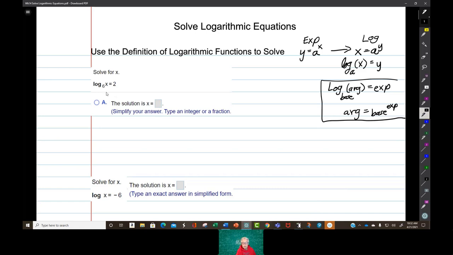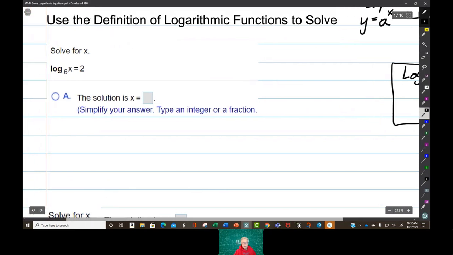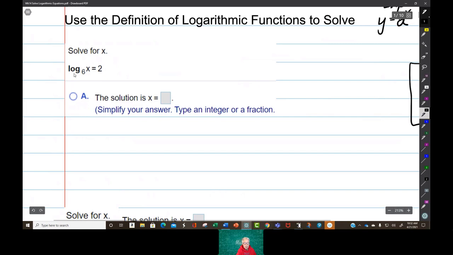All right, so for instance, let's use this right here. We have, let me make this bigger. And these are the questions in your homework. We have log base 6 of x equals 2. Using the definition of a logarithm, that means the argument x equals the base 6 raised to the exponent 2. 6 squared is 36, so your answer is 36, and that's all there is to it. You take this number down here, raise it to the power of that number right there, and that's what the argument equals.